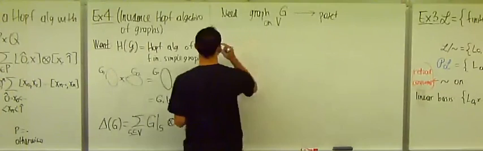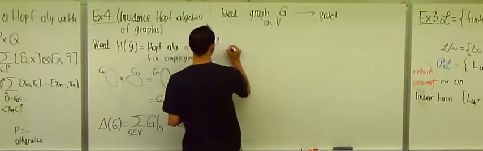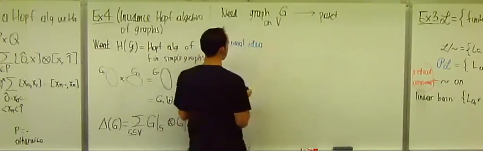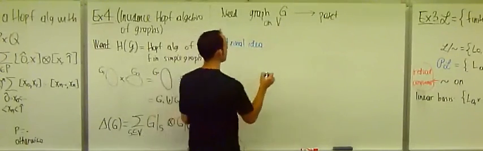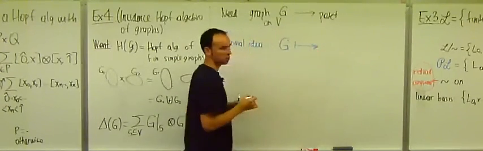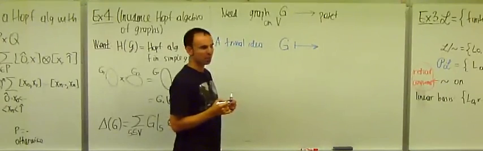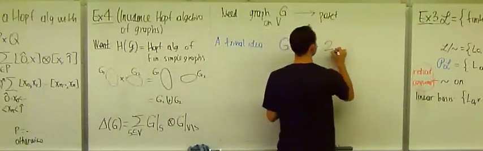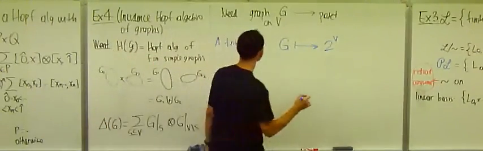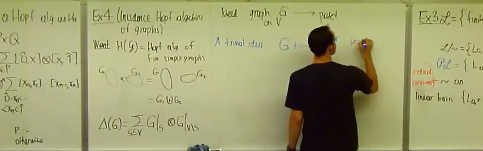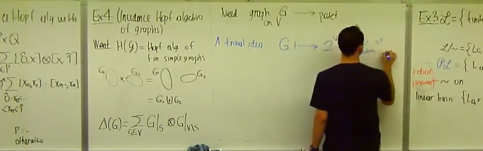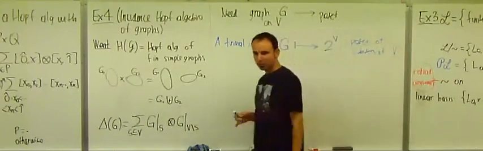Let's try something. So a trivial and maybe not too useful idea is the following. Let's say that I take my graph G and to it I assign the poset of subsets of the vertex set, poset of subsets of V. Okay. So can you tell me why this is a bad idea?